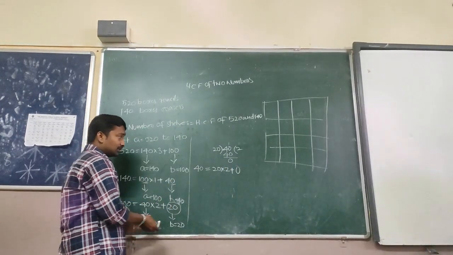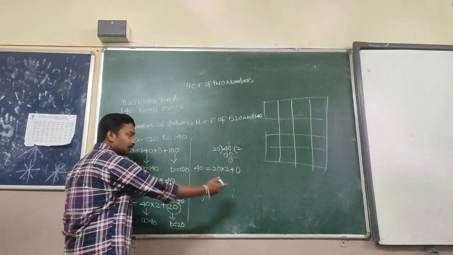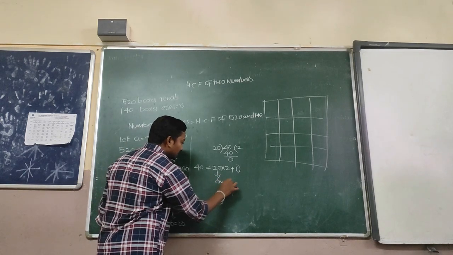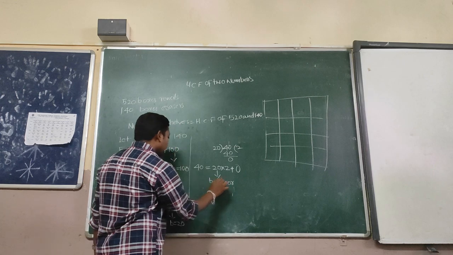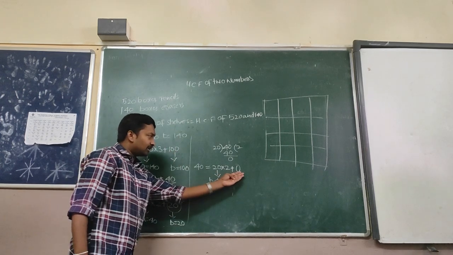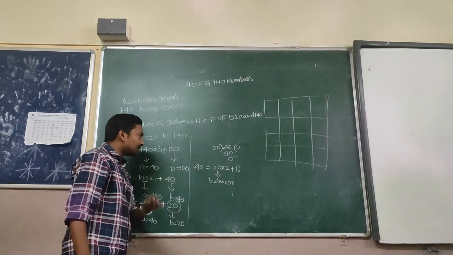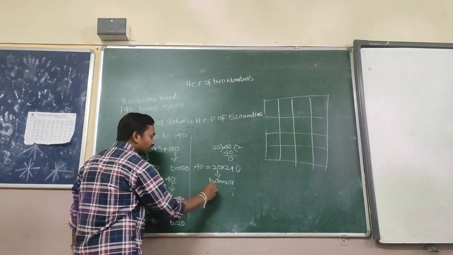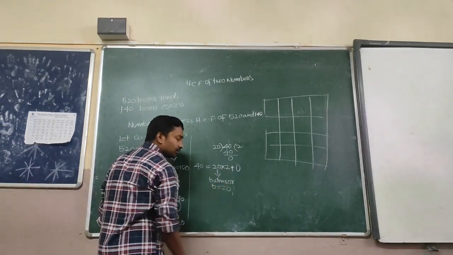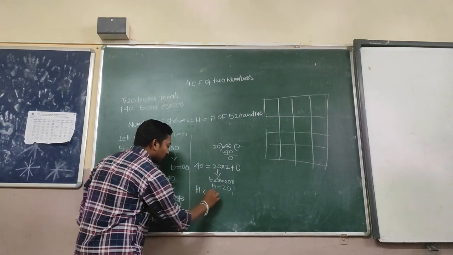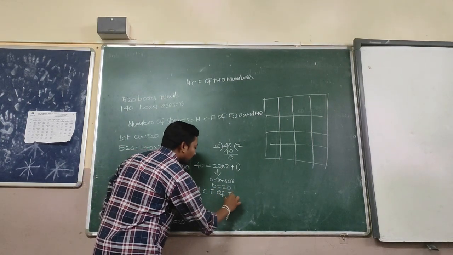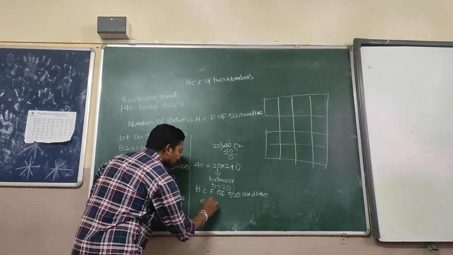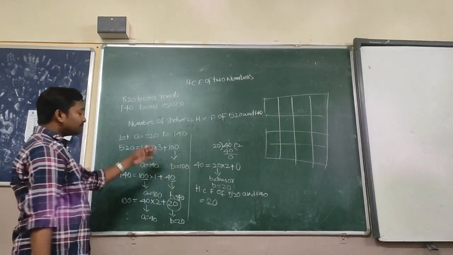If you observe here, the remainder is 0 and 20 is the divisor, that is B. Whenever the remainder is 0, the divisor B is the HCF of the two numbers, that is B equals 20. So the HCF of 520 and 140 is how much? 20.